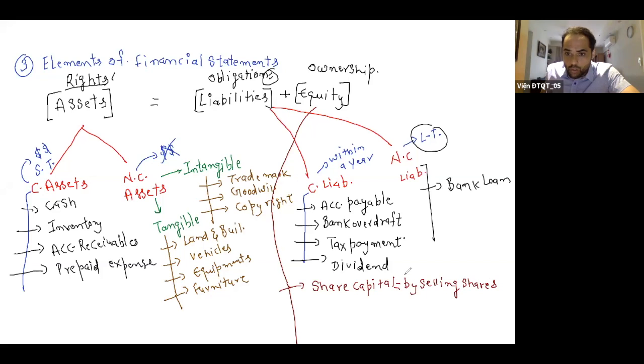The people who buy the shares or who hold the shares, we call them shareholders. So the money we get from shareholders by selling stocks or selling shares is called share capital. So share capital is your equity, right?